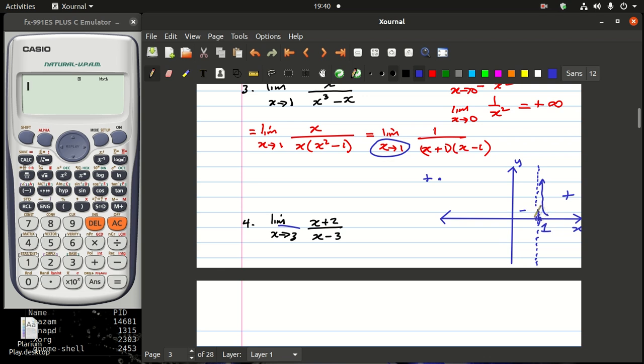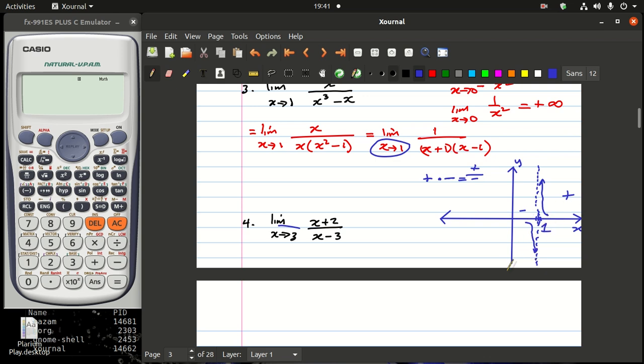So when I'm getting a negative, this is going to be negative. Positive times negative is negative. I'm dividing 1, which was positive. Positive divided by negative, I get a negative. So having a negative means we're going down. So the function is going like this, close to 1, but it's not going to touch the asymptote.